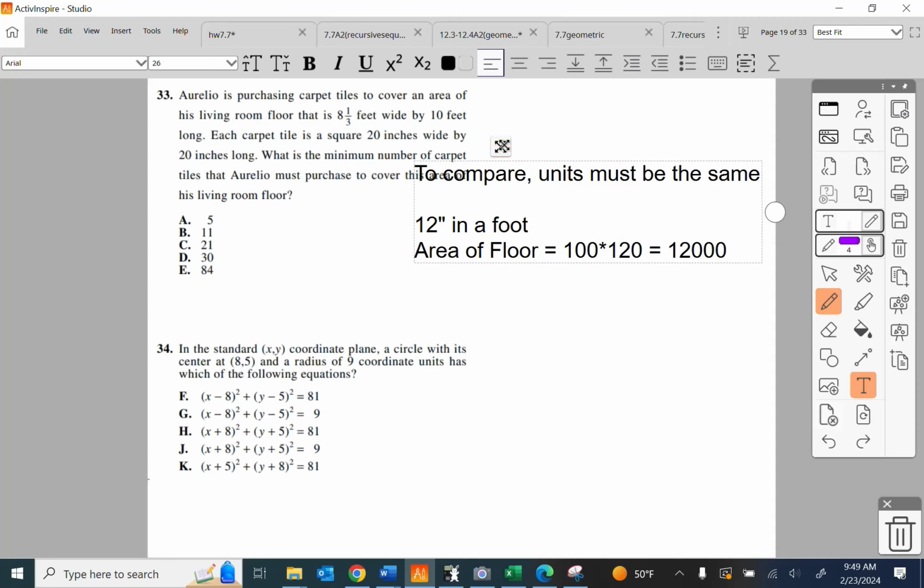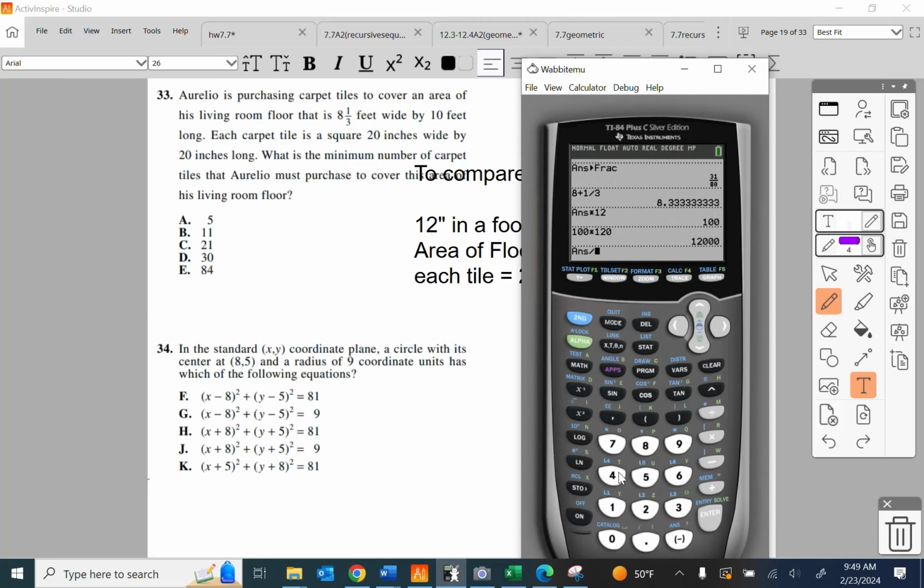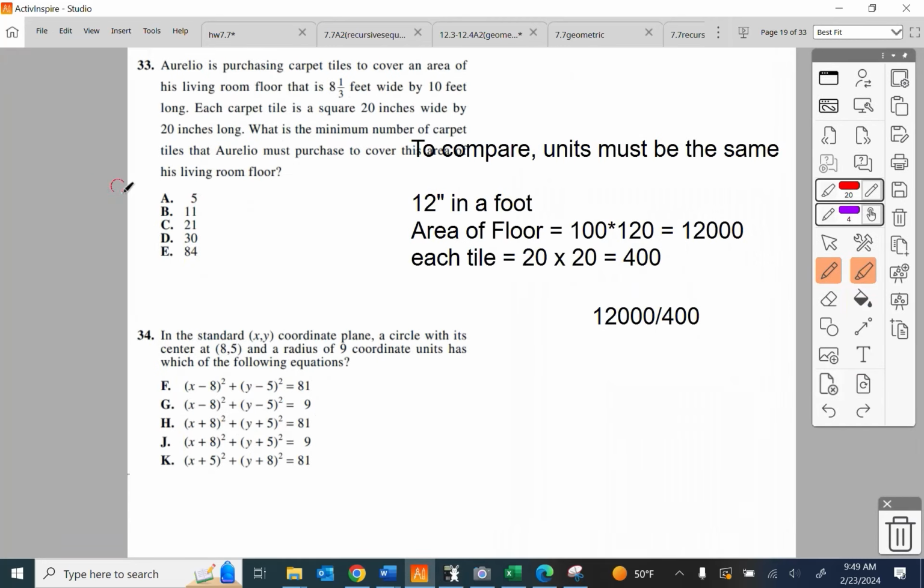And each tile is 20 by 20, which is 400 square inches. Now, how many do I need? I need 12,000 divided by 400, which I sure hope is 300, or I just go home for the day. Nope, 30. Good Lord, I should go home for the day. Something wrong with me today. And it's 30. All right, 34.